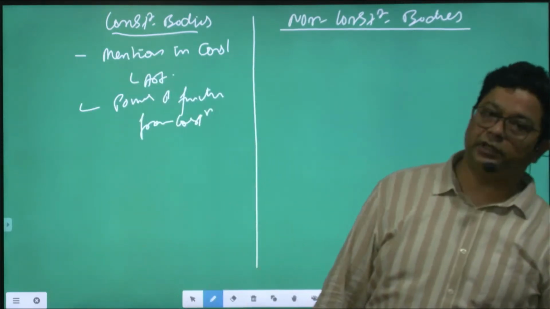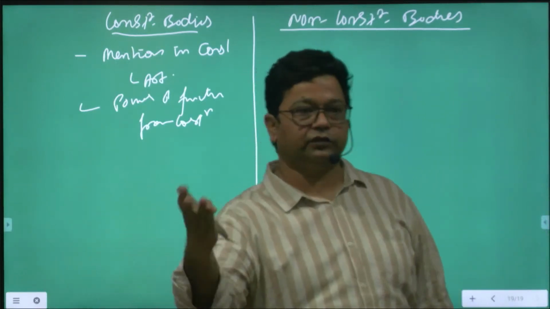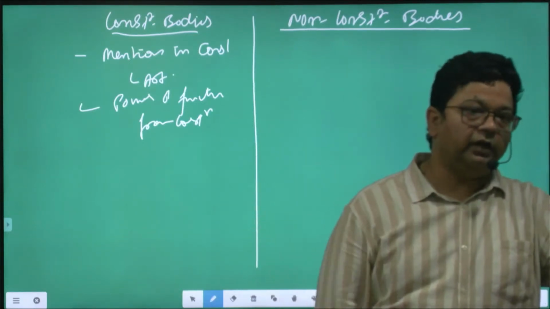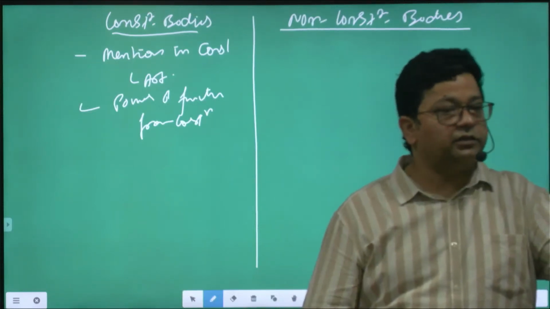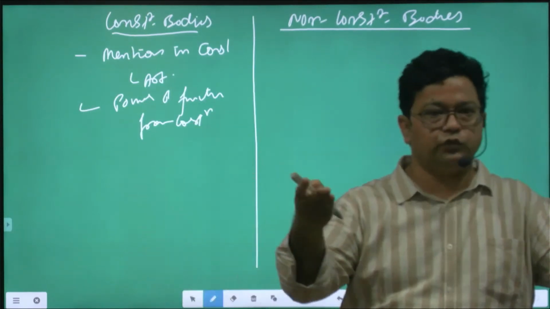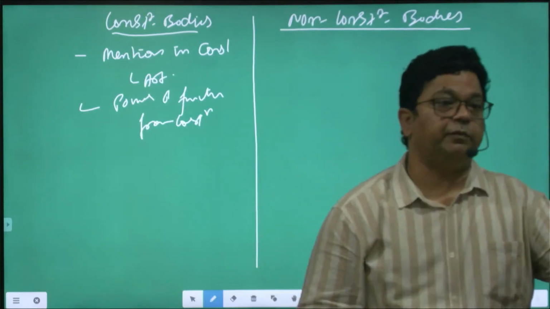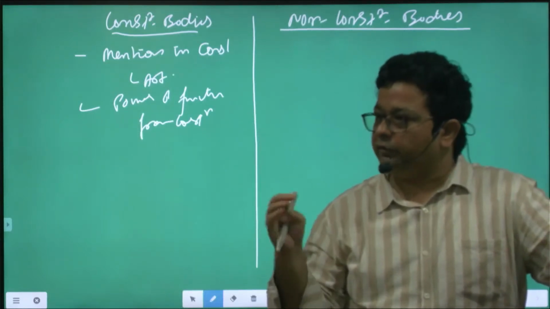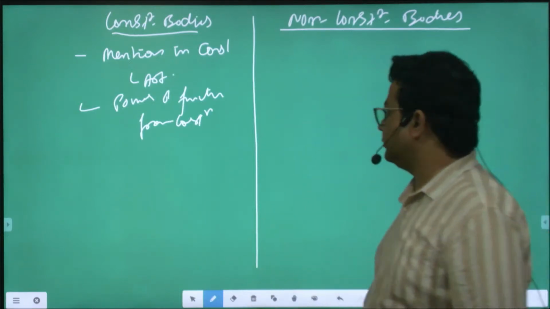UPSC, State Public Service Commissions, Attorney General of India, Advocate General of State, Finance Commissions, CAG, Election Commission of India, National Commission for Scheduled Tribes, National Commission for Scheduled Castes, National Commission for Backward Classes. These are the constitutional bodies. They have dedicated articles related to them. They have been mentioned in the constitution, plus they derive their power and functions from the constitution, right? So these are the constitutional bodies.